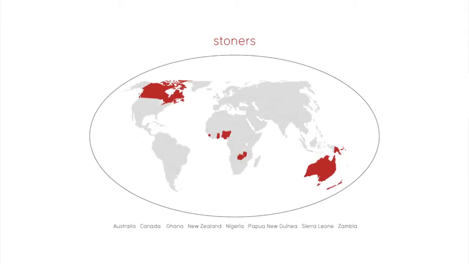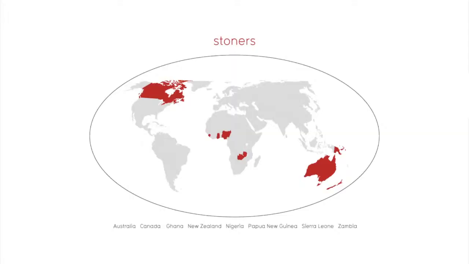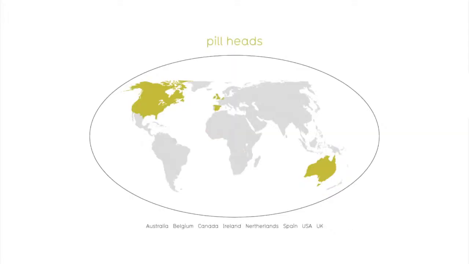Cannabis. Australia again. Any Australians in? It's too early for you. Pillheads. Australia. Actually, this is a battle between Australia and Spain. This is per capita, so this is taking into account population size.